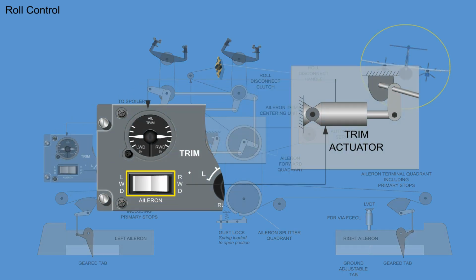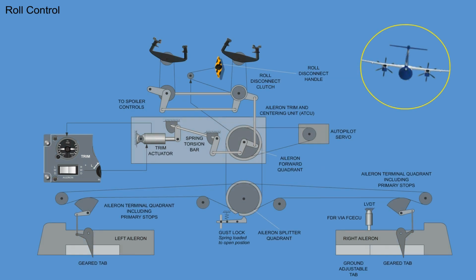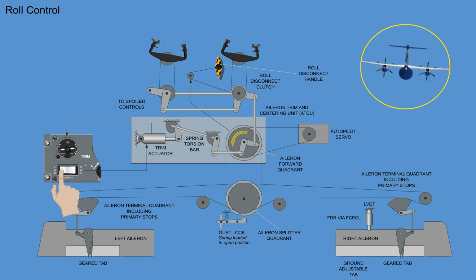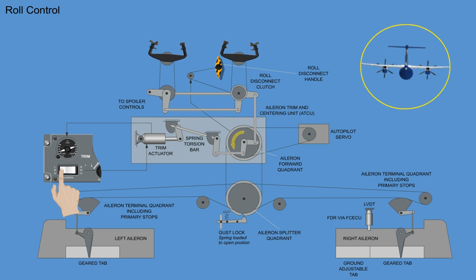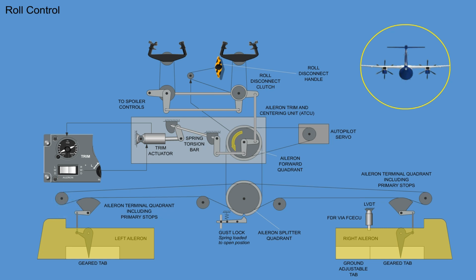The aileron trim switch has 3 positions and controls the trim actuator. The switch is spring-loaded and returns to the center off position. The aileron trim and centering unit transfers input commands from the aileron trim actuator to the aileron forward quadrant. The forward quadrant rotates and transfers the trim commands to both aileron control surfaces.